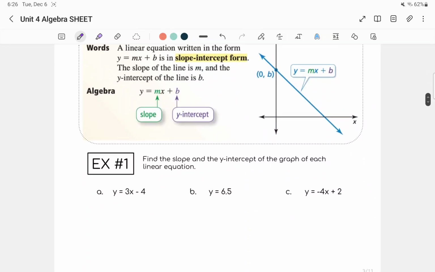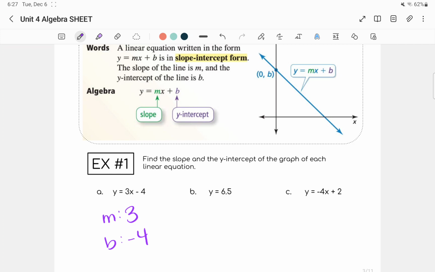So example number 1 says find the slope and the y-intercept of the graph of each linear equation. So first we're just identifying slope and y-intercept of these equations that are already in slope-intercept form. So in letter A, it looks like 3 is in our m spot, right? So our slope, or m, is 3. And our y-intercept, or our b, is going to be -4. See how it's -4? So that's going to be the same as adding a -4. So our y-intercept is -4. I use m interchangeably with slope, and I'm using b interchangeably with y-intercept because they are the same thing.